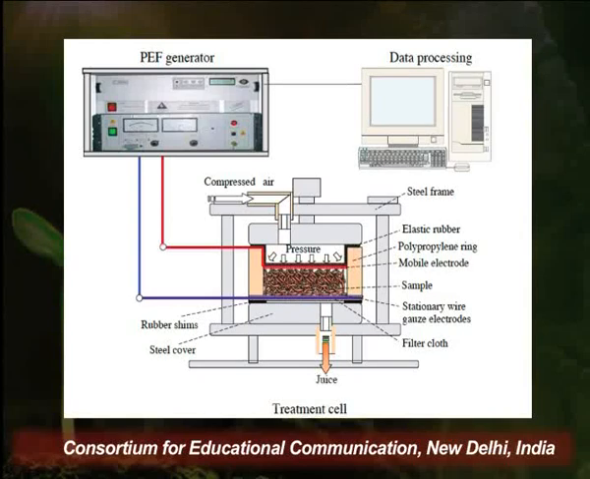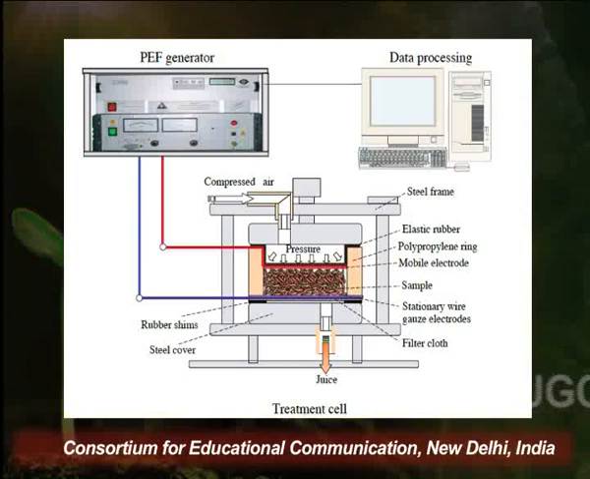Now this is the overall layout of a pulse electric field extractor, wherein we have a data processing unit by which you give the commands, you set up the intensity of the electric current pulses, and you set up the duration for which you are exposing the material to those current pulses. Then this command is given to the pulse generator, which generates the electric current pulses of that specified intensity for the specified interval of time. These pulses are then shifted onto the extraction chamber, and you can see the two electrodes are present in a parallel position to each other.